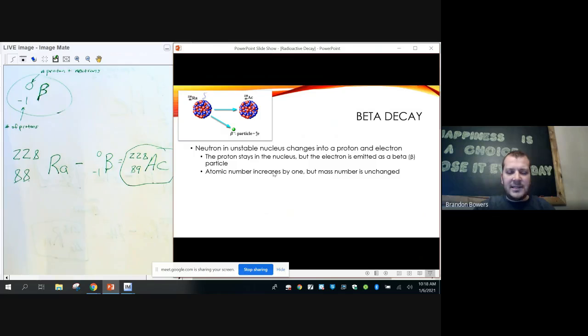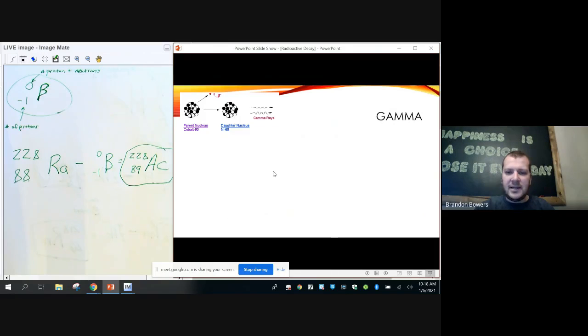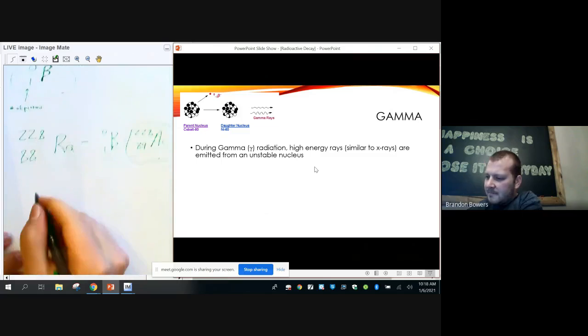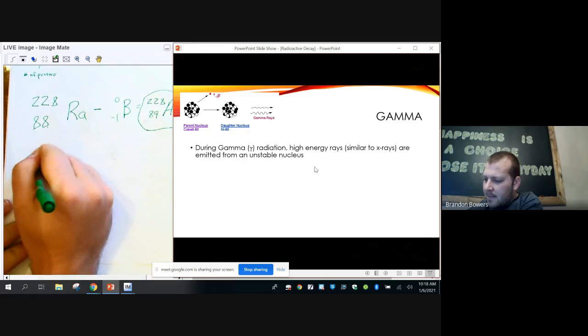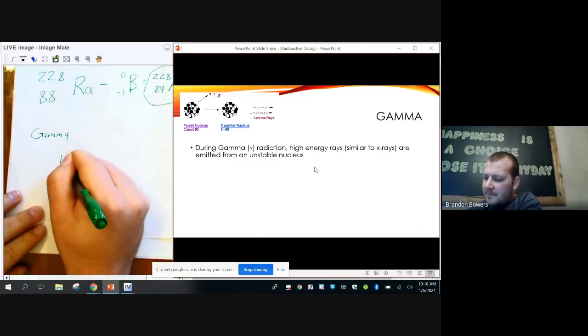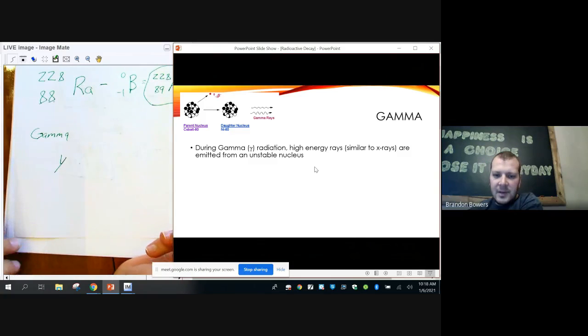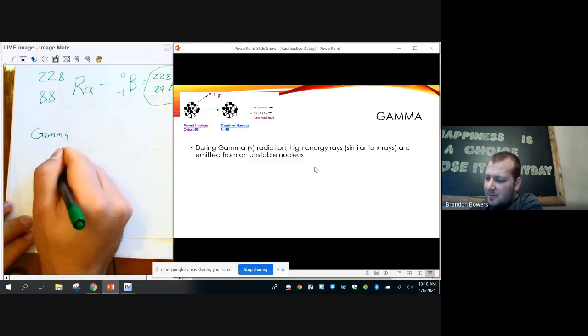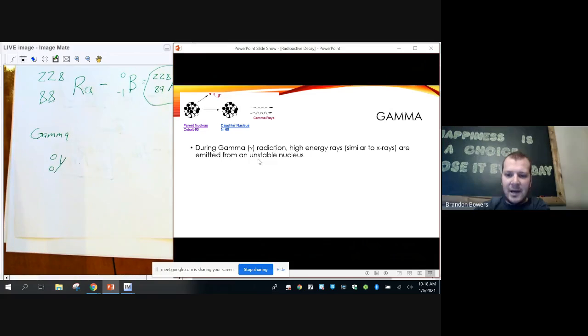Now, the last one is a gamma. Now, gamma I like to call the ghost. All right. Because gammas don't have any effect. So gamma is represented by a Y, and it's a 0, 0. Okay, it's a 0, 0 because they're such high energy. They have no mass and they have no charge.